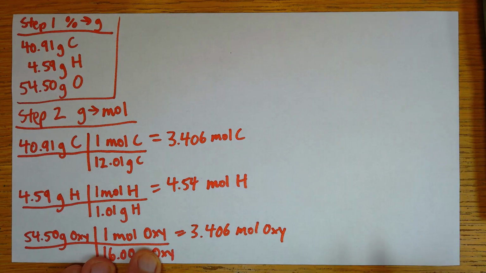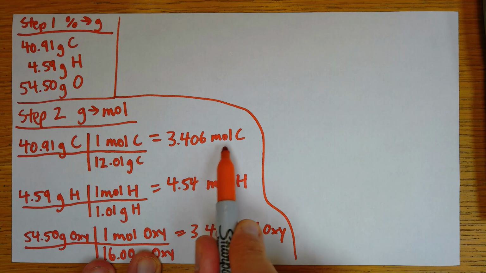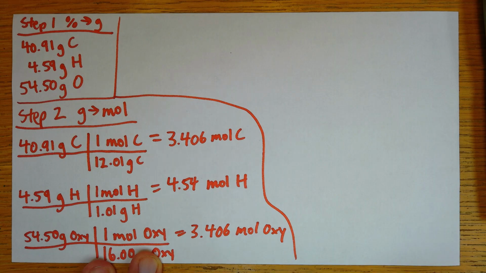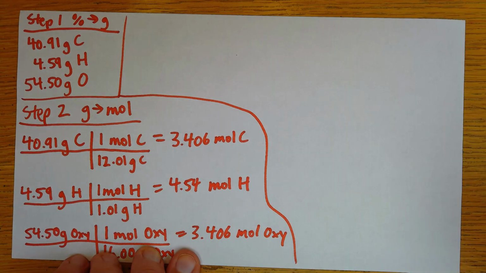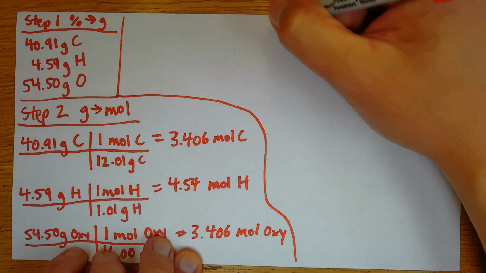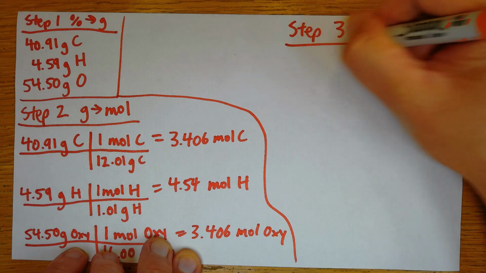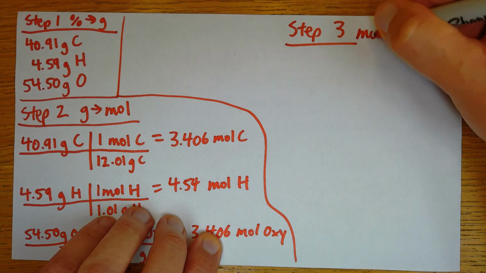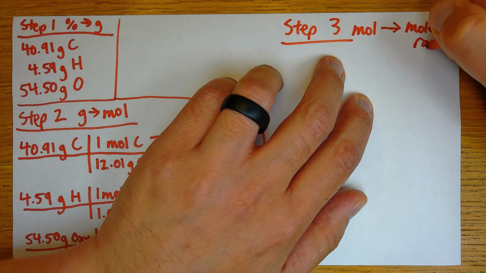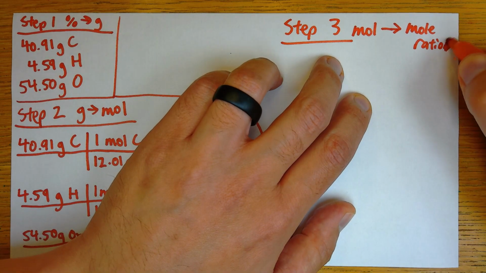All right, let's see how we're doing so far. All right, we got our moles of carbon, hydrogen, and oxygen. We have a tie for first place between the carbon and the oxygen. Kind of like the previous problem. I should have chosen maybe something more different. Oh well. Step 3. Let's get that mole ratio. Ratio. I think it's singular.